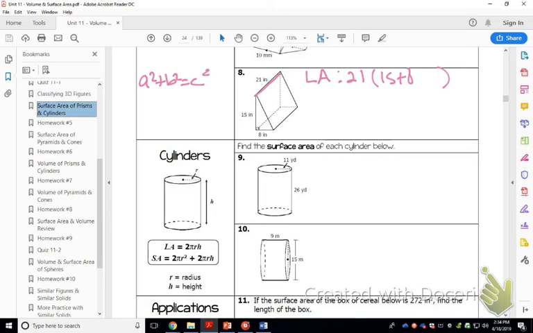All right, so now we're going to come down and do our cylinder. And you guys can finish that up. I'm going to go ahead and give you the answer. The answer to that's going to be 960 inches squared.